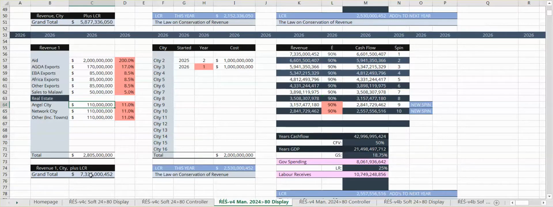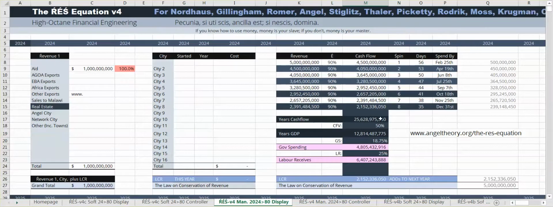Just a note here, this grand total is this figure here, and this figure here. Important figures as well. This year's cash flow, that's important. Let's just go back to the beginning. 25 billion in cash flow created from 5 billion in revenue. That's the beauty of the spinning if you have a high enough efficiency.